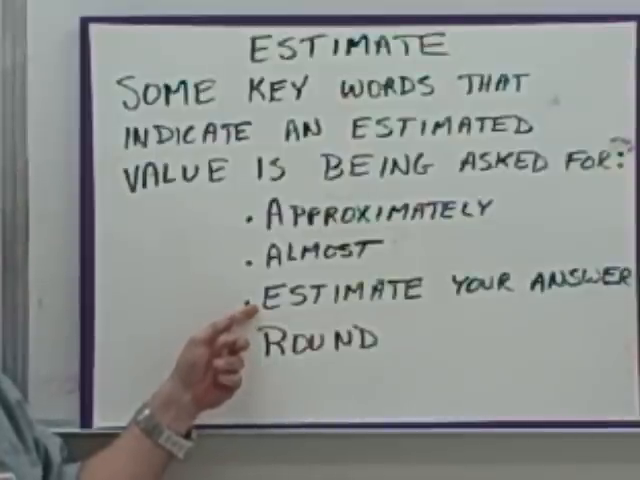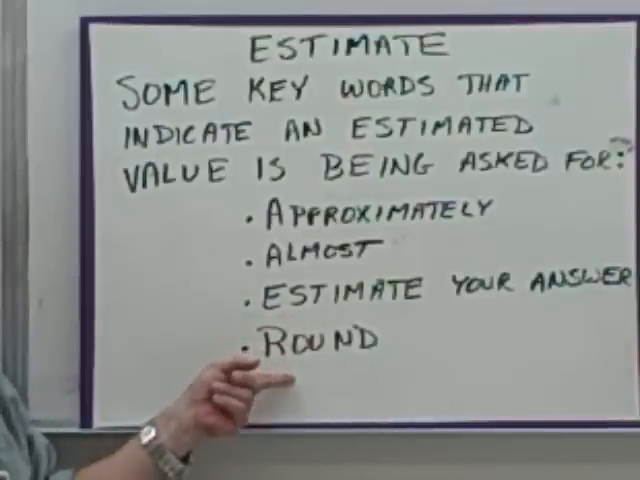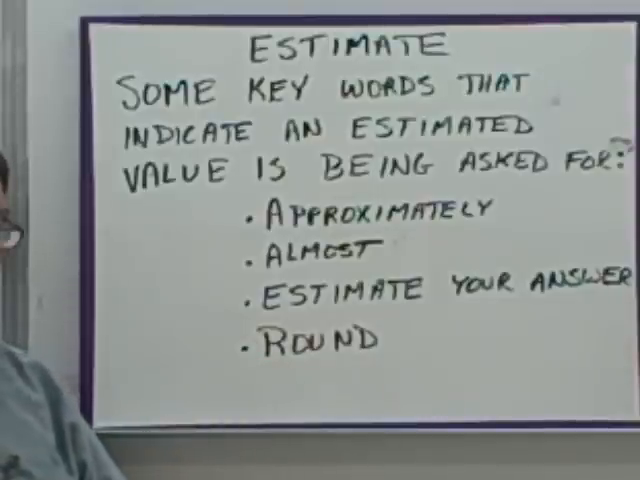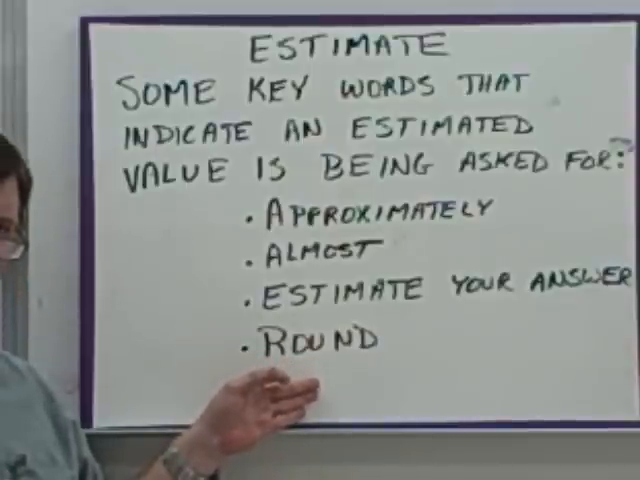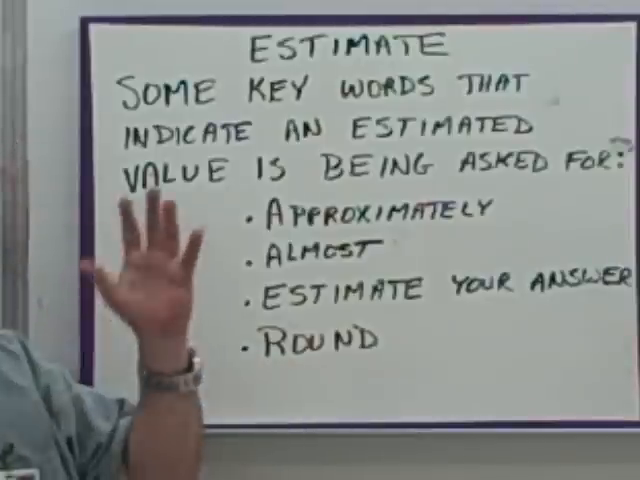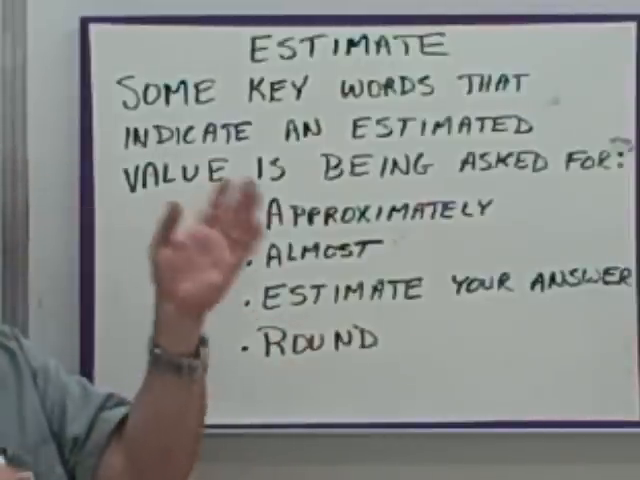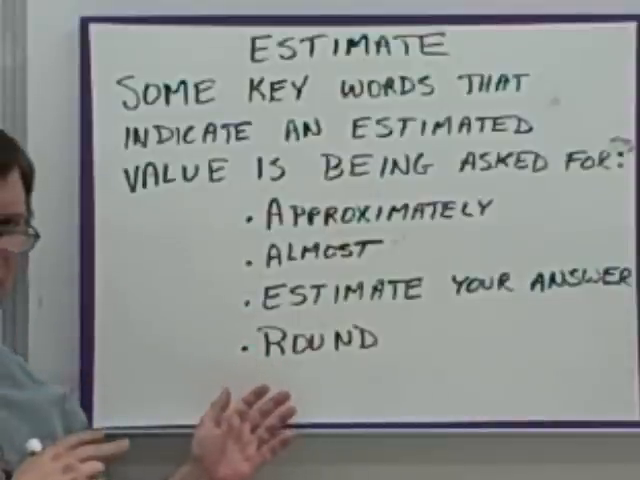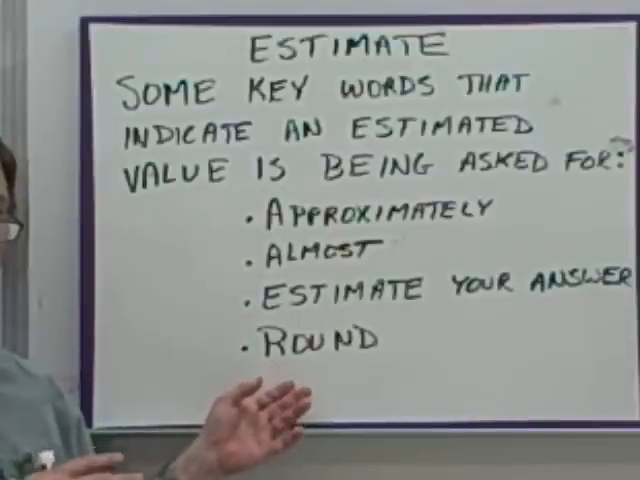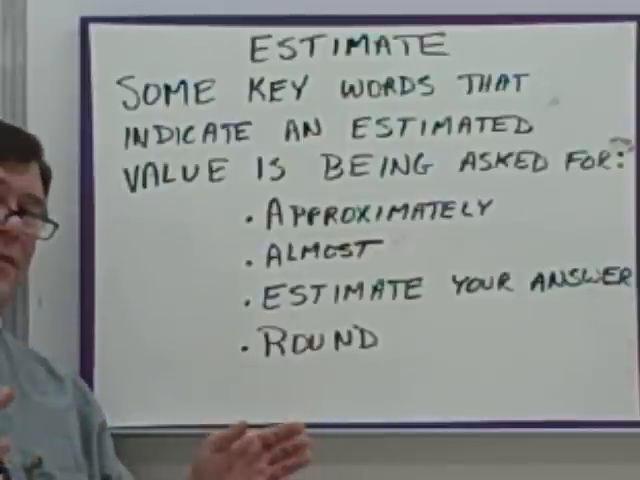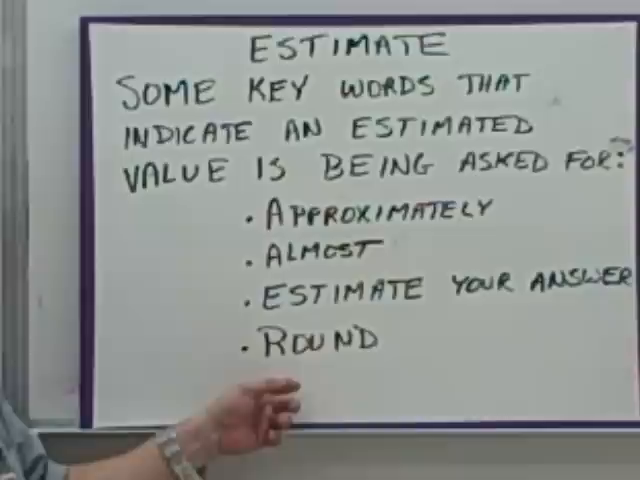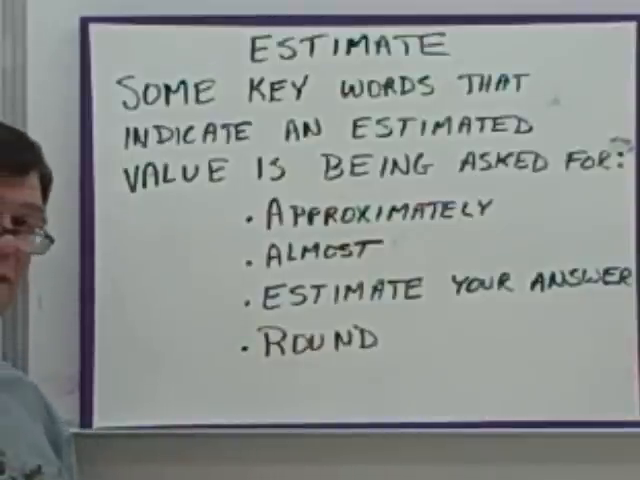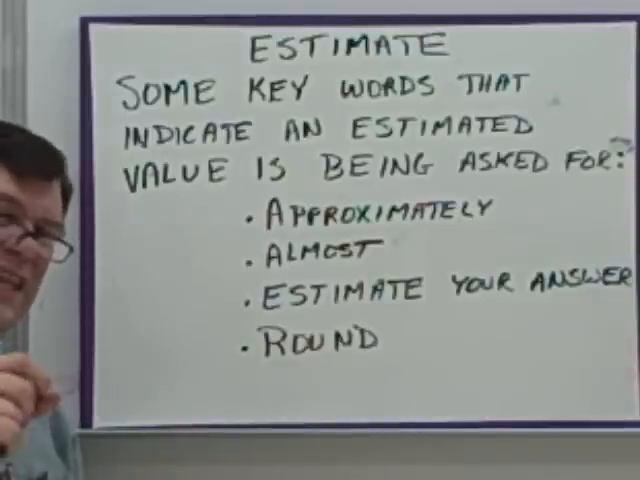Estimate your answer. Obviously it says estimate there. Round. Now round, they are looking for an estimate. But you have to be careful. You have to round specifically to what values they tell you. If you just chop it off here, chop it off there, it's not going to be the right answer. When they ask you to round, they are asking for an estimated value within a certain degree of accuracy. So you want to be careful. When they say round, yes, it is an estimate they're looking for, but a specific estimate.